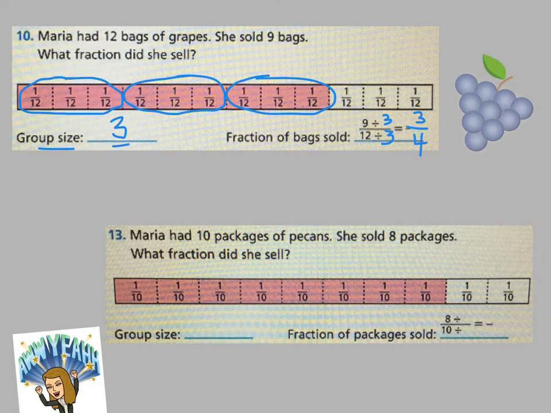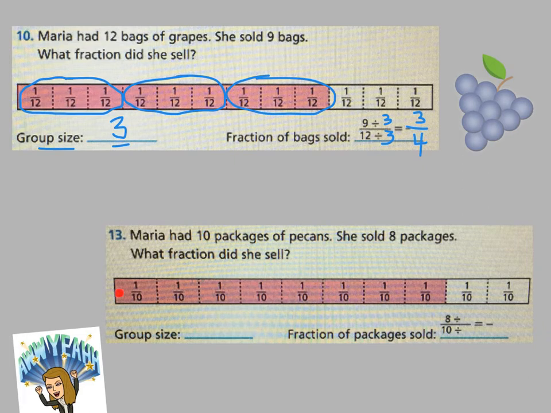So let's make sure that's in simplest form. Can I simplify it anymore? Can I break it down at all? So the only factor that 3 and 4 have in common would be 1. So we have found the simplified version. Yay! The next one says Maria had 10 packages of pecans. She sold 8 packages. What fraction did she sell?